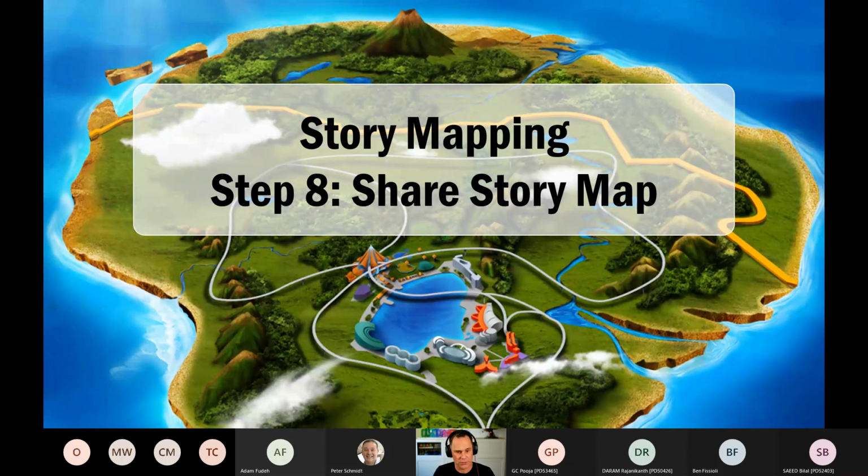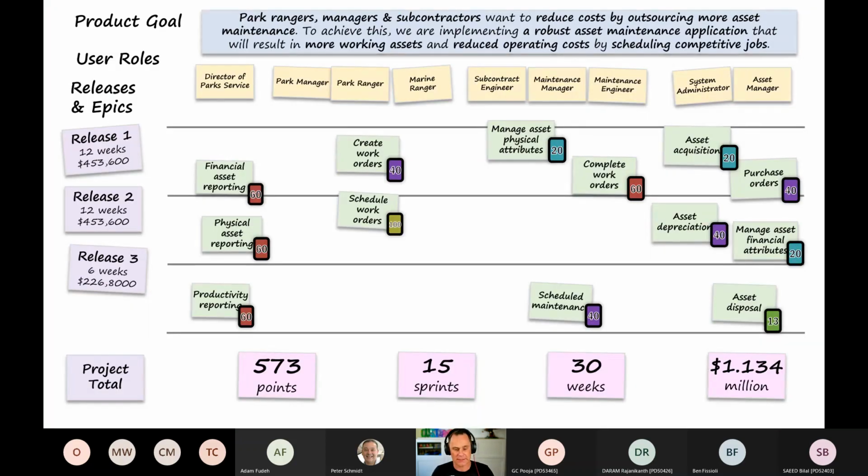And the final thing we're going to do is to share our story map with our stakeholders. So it looks like this. We've got our product goal across the top. We've got our personas or user roles there as well in yellow. Aligned under each of those, we've got the epic user stories that each of those user roles are going to benefit from. And then we've sliced those horizontally into releases, release 1, 2, and 3. And then down at the bottom, just for the benefit of the stakeholders, we've got some totals: number of points, number of sprints, number of weeks, and dollars.